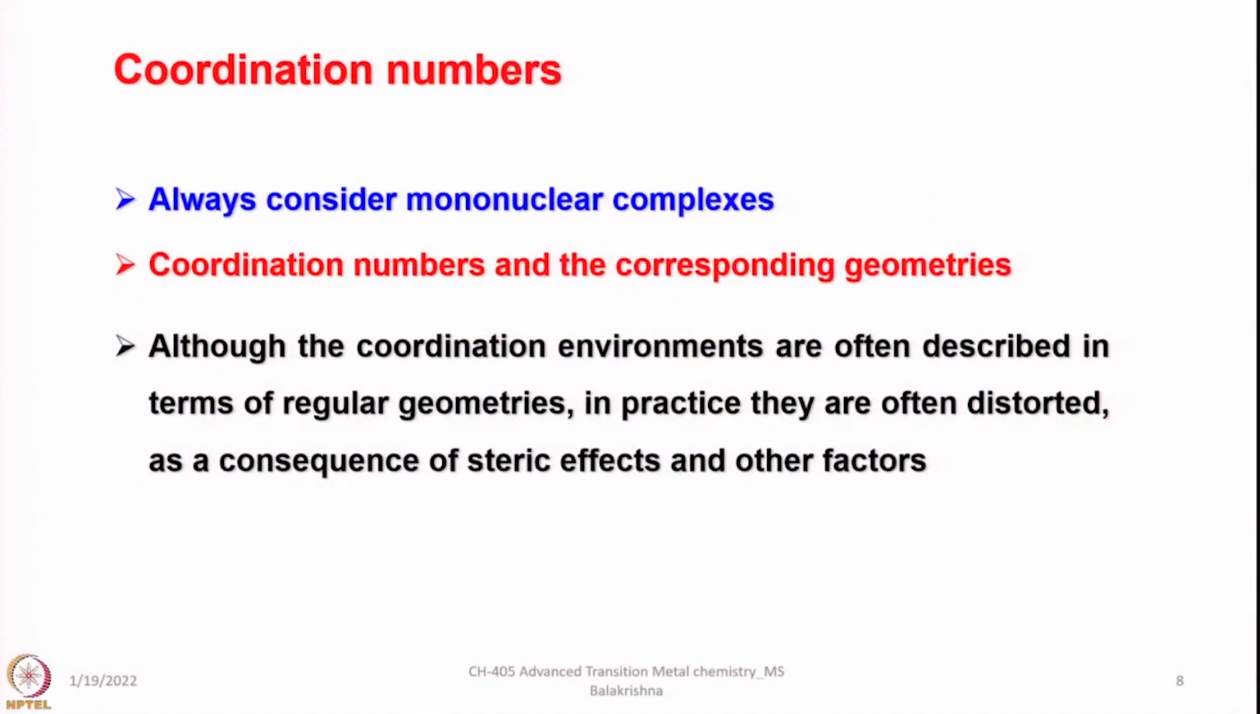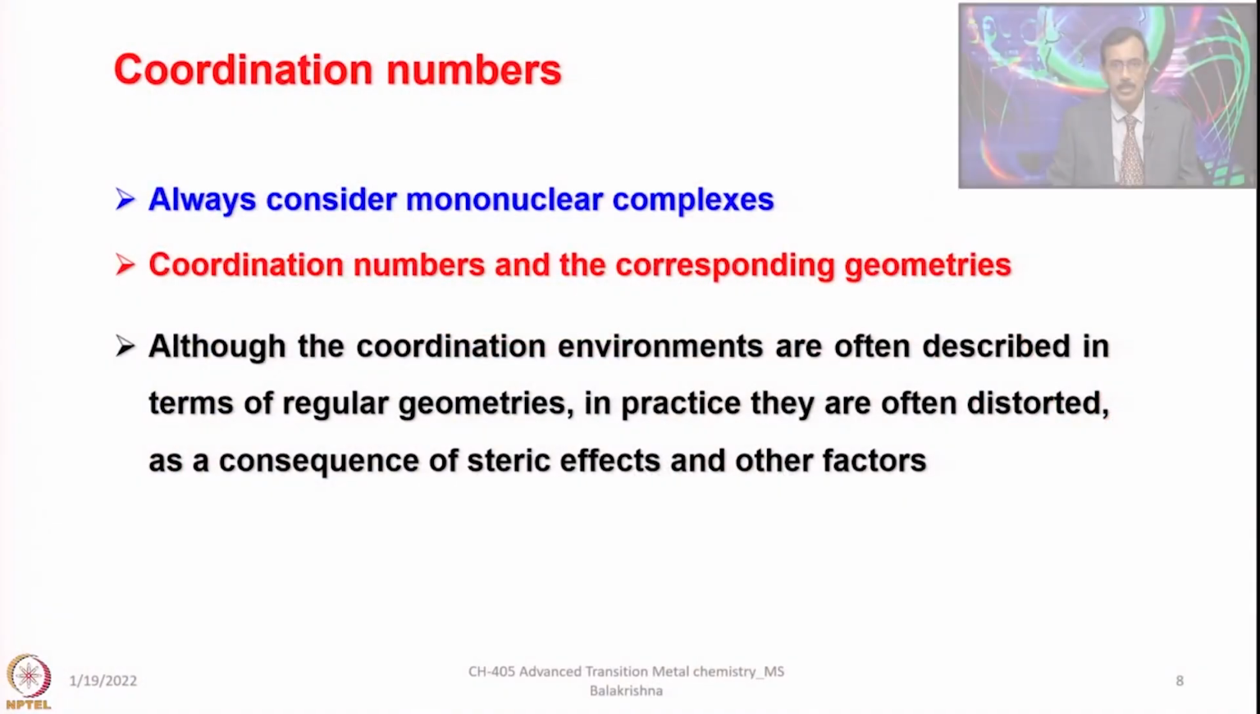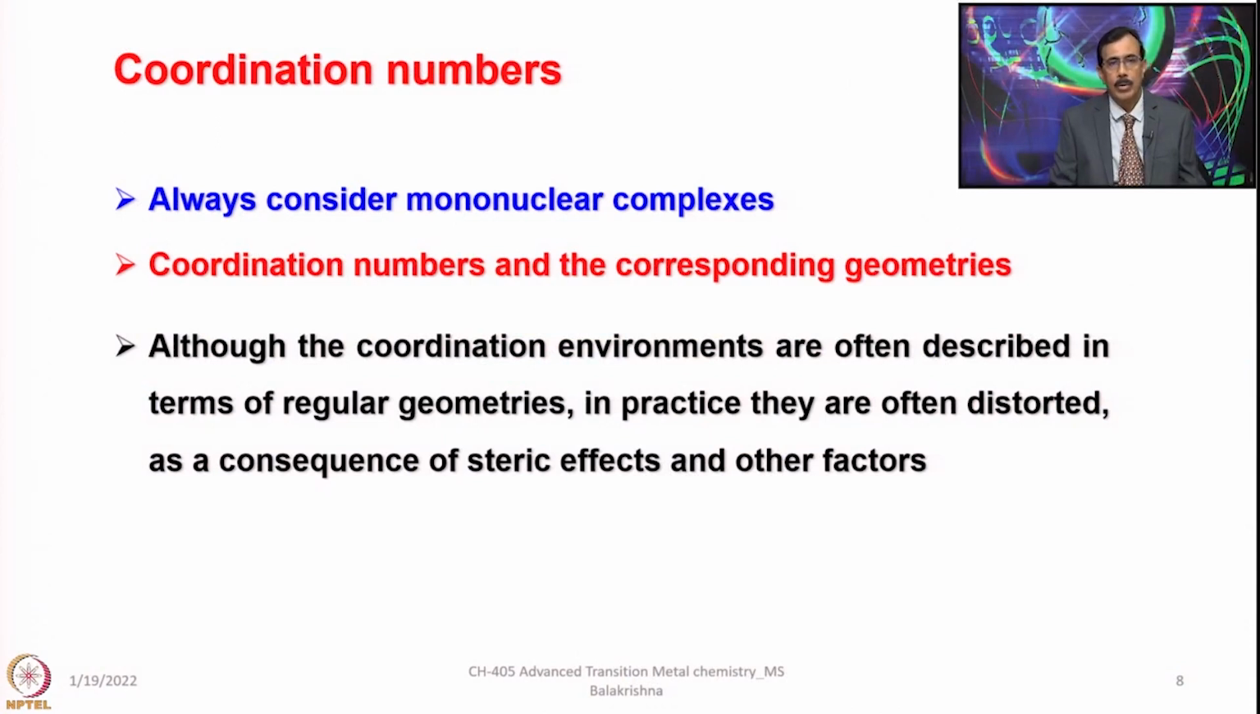So, always consider mononuclear complexes while deciding the coordination number, and the coordination numbers and the corresponding geometries should be looked into. For example, if you have coordination number 2, it is supposed to have linear geometry. If coordination number 3, it should have trigonal planar geometry. So, it continues. I shall elaborate more when we go to valence bond theory and the bonding concepts.